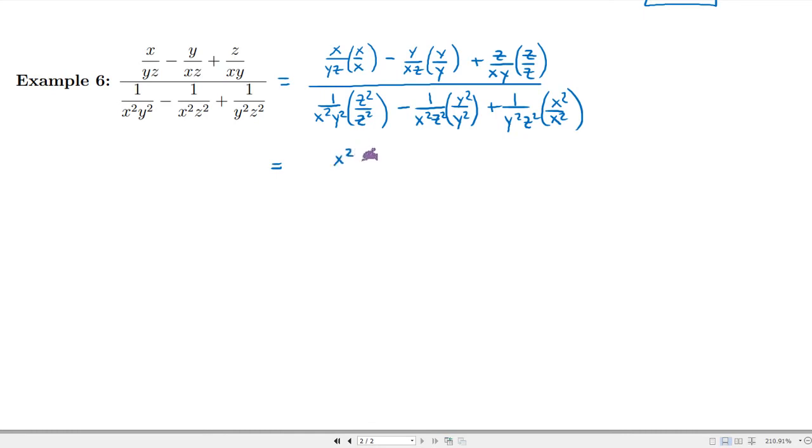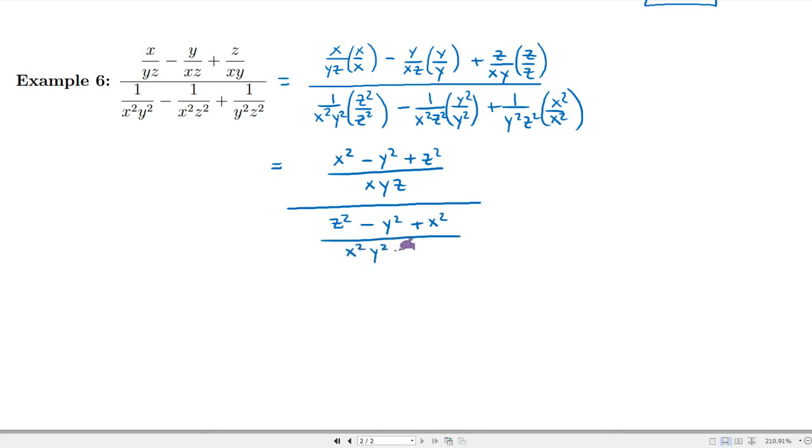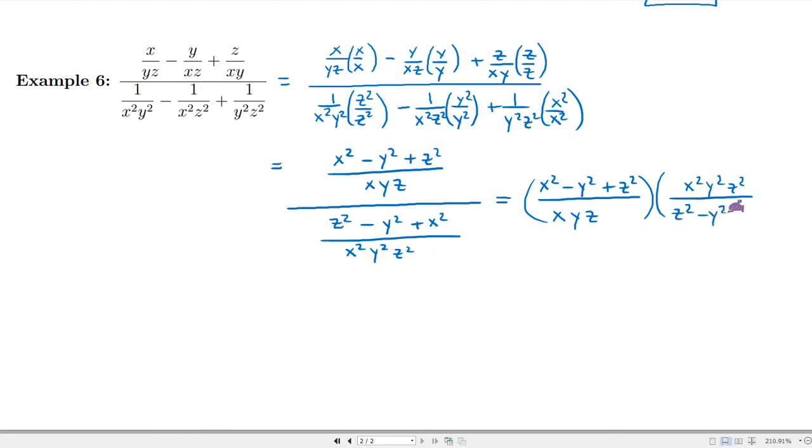Okay, so now this is (x squared minus y squared plus z squared) divided by the common denominator of xyz, divided by (z squared minus y squared plus x squared) divided by x squared y squared z squared. So we have the ratio of these two fractions, so it will be (x squared minus y squared plus z squared) over xyz, divided by (z squared minus y squared plus x squared) over x squared y squared z squared, so I'm multiplying by the reciprocal. And we can do some reduction. One of these x's reduces, one of these y's reduces, one of these z's reduces, and we are left with (x squared minus y squared plus z squared) times xyz over (z squared minus y squared plus x squared).